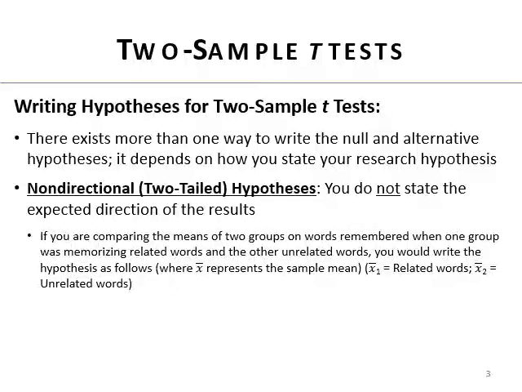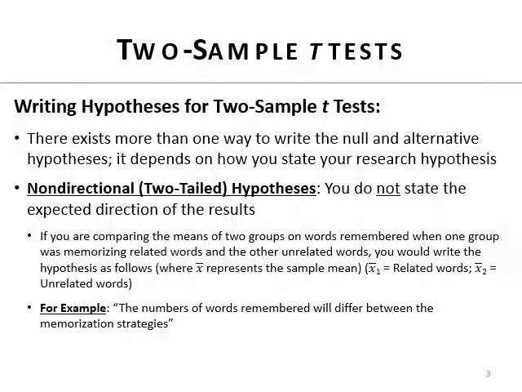So let's say you're comparing the means of two groups on words remembered when one group was memorizing related words and the other group unrelated words. You could write the hypothesis as follows, and again, x bar is the sample mean, where x bar 1 is related words, x bar 2 is unrelated words. So it's the average number of words remembered by those who were remembering related words versus unrelated words. A research hypothesis stating this is something like the number of words remembered will differ between memorization strategies. That would be a two-tailed hypothesis.